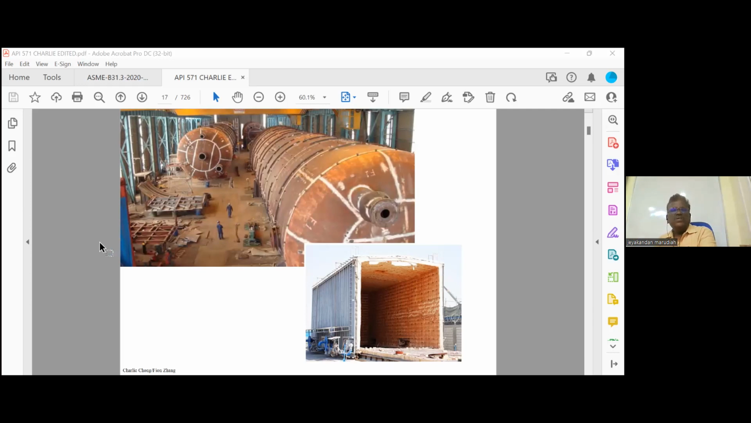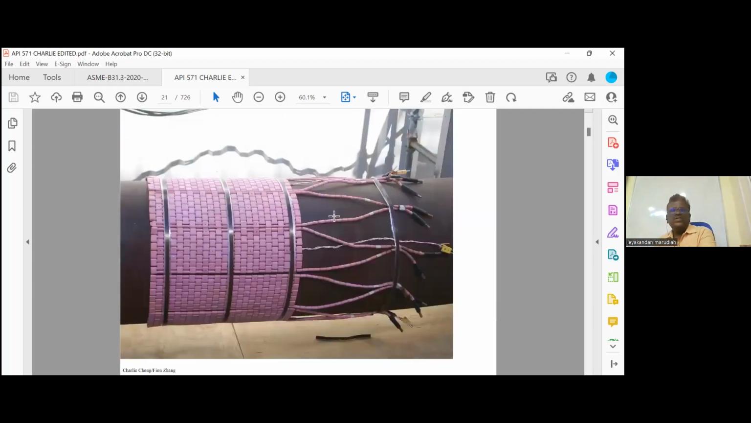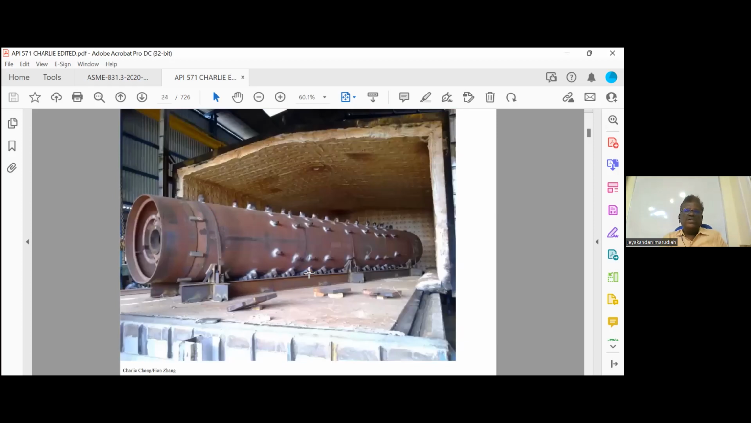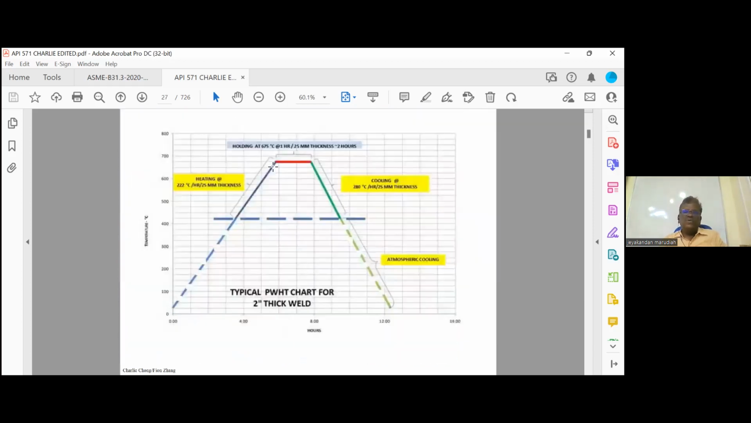Then another type of PWHT is called local PWHT. So this is the local PWHT. You can clip on a heater and you can do the PWHT. So how is the PWHT graph? This is the furnace vessel actually, vessel PWHT. So the graph will look like this.